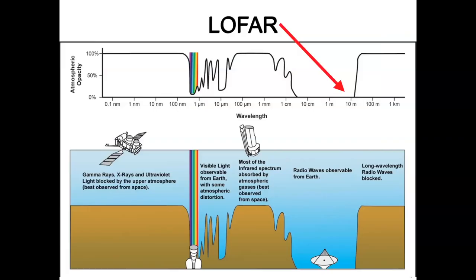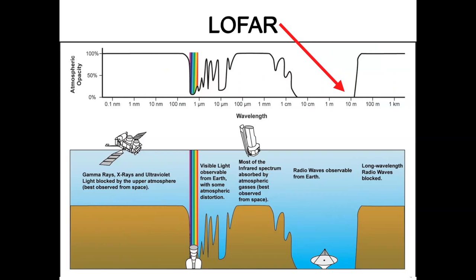The second issue with LOFAR is that this is the electromagnetic spectrum at the top of the plot here, and also the bottom. You can see that the frequencies LOFAR operates at, with wavelengths between a couple of meters and 10 meters, are actually the lowest frequencies we can observe from the Earth. And this presents a couple more problems as well.